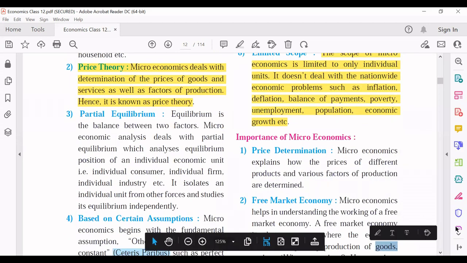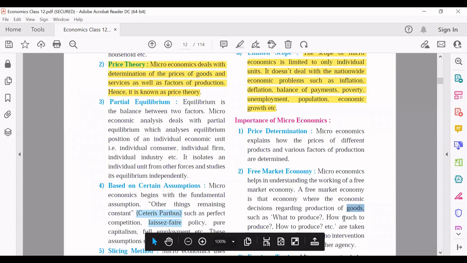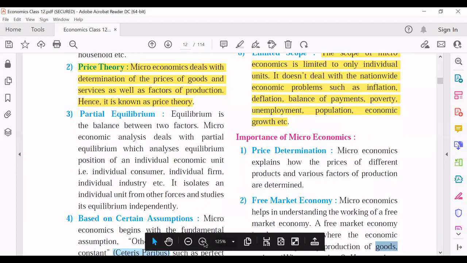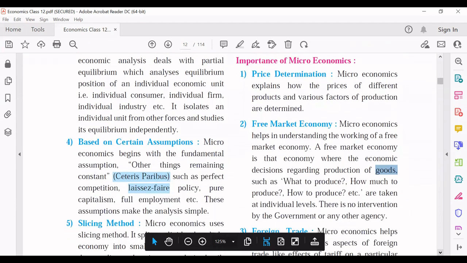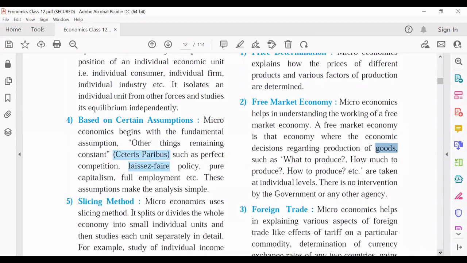Had it studied the whole economy in detail, then we could have said that this is about the whole equilibrium, because it would be studying all factors. But since it only studies the individual, we can say it is a partial equilibrium.